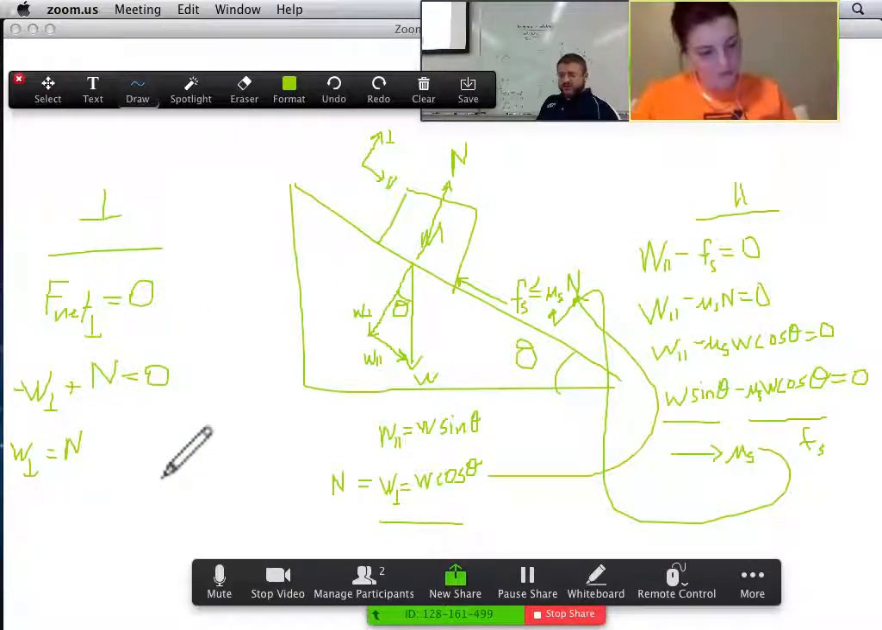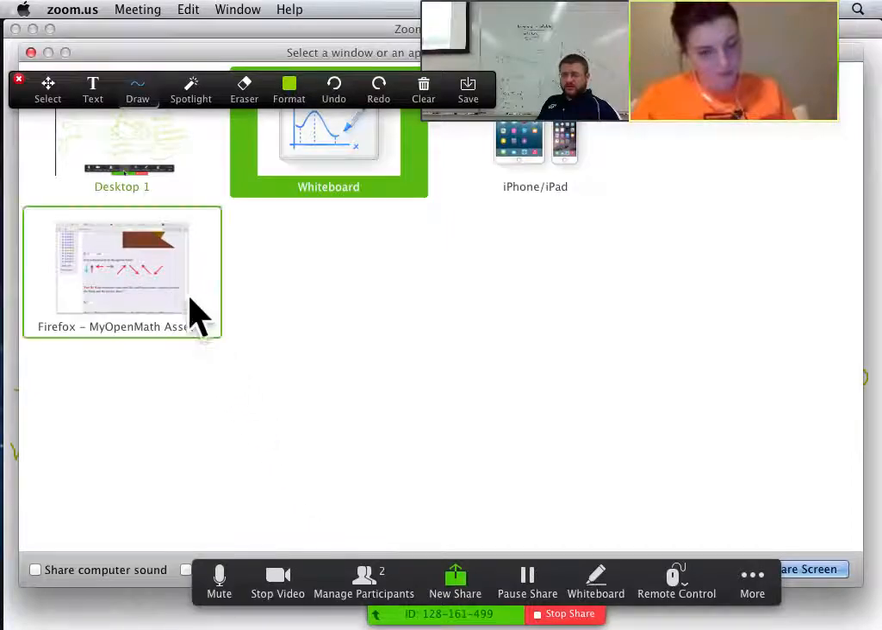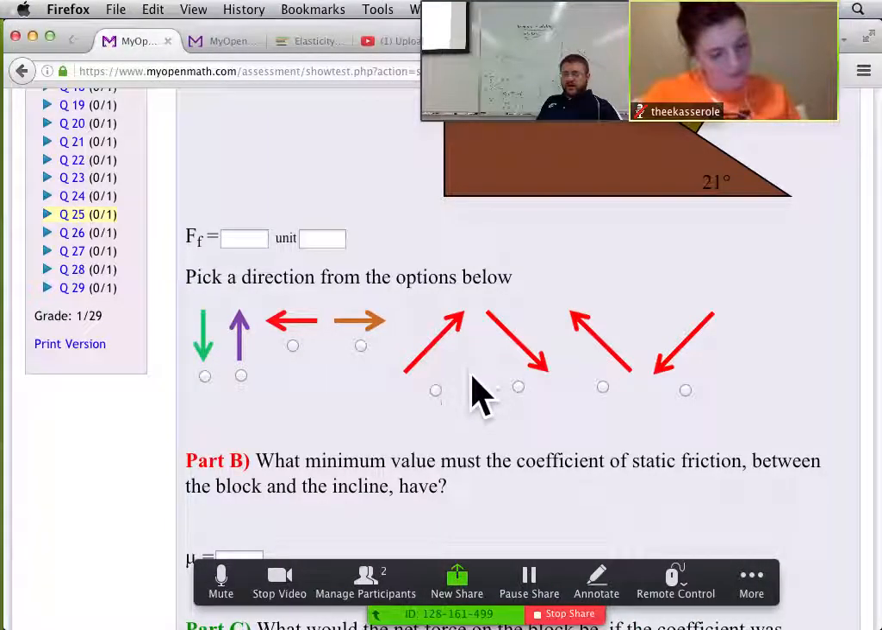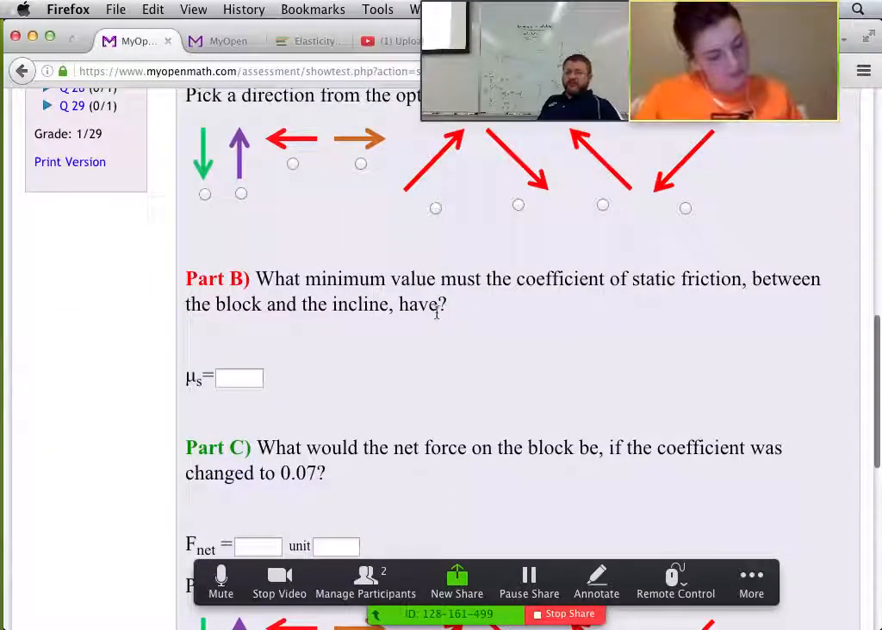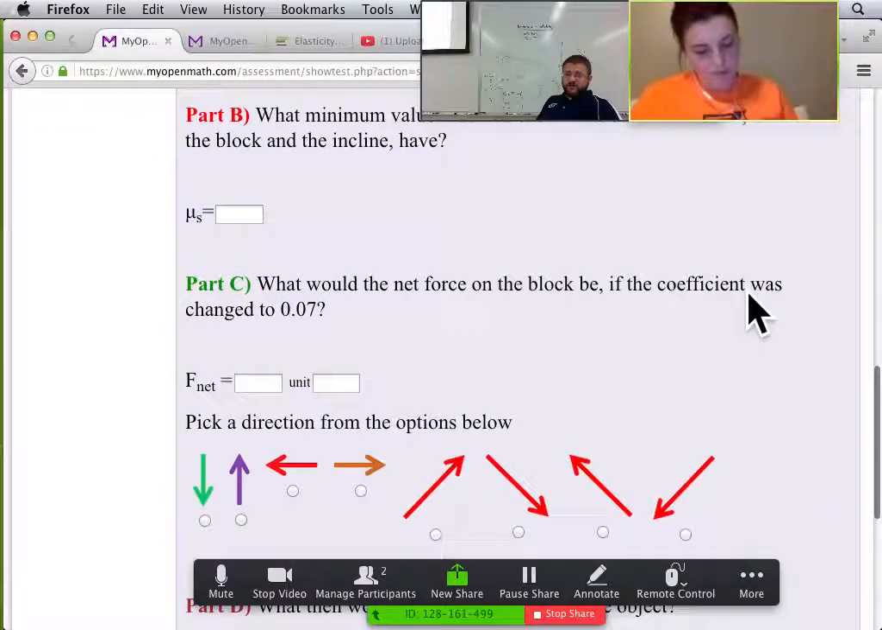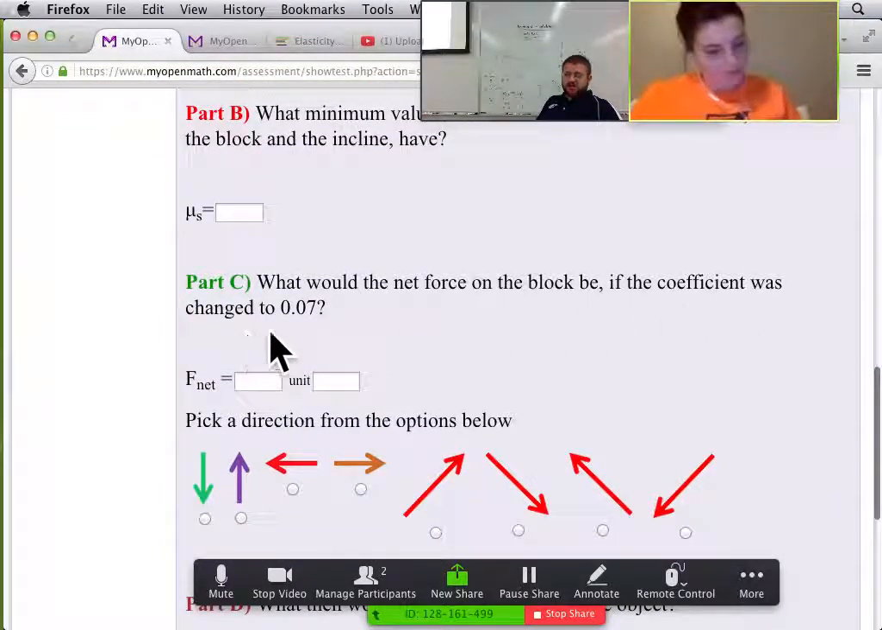To get the direction, of course, the direction we already figured out was upward and to the left, right? And then they say, what minimum value must the coefficient of static friction have between the block and the incline? So that's calculating from the same thing that we just did, that same equation. And what would the net force on the block be if the coefficient was changed to 0.07? You just go back and plug in 0.07 in your equation for the frictional force, and you would calculate the net force on the block.